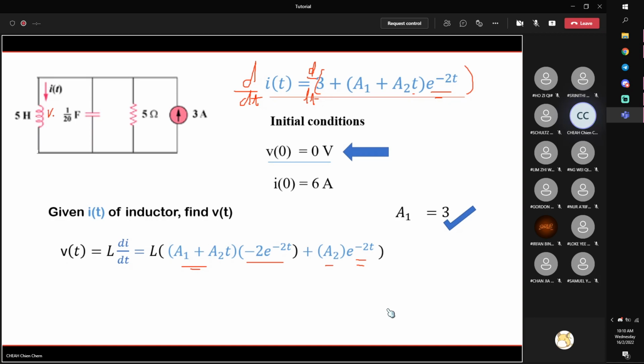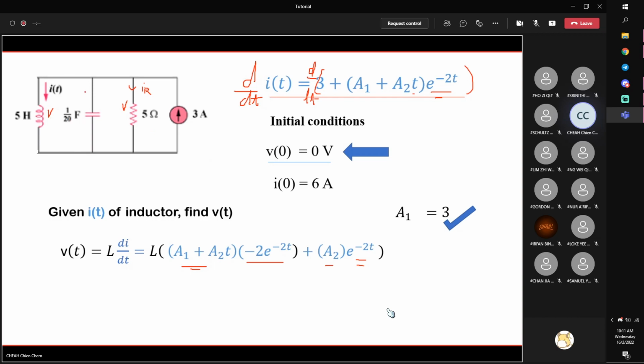Once you find the voltage across the inductors, it is also the voltage across the resistor, because they are all parallel. Then you can use Ohm's law to find the current through the resistor, right? V over R, which means this one divided by R is the current through the resistor.